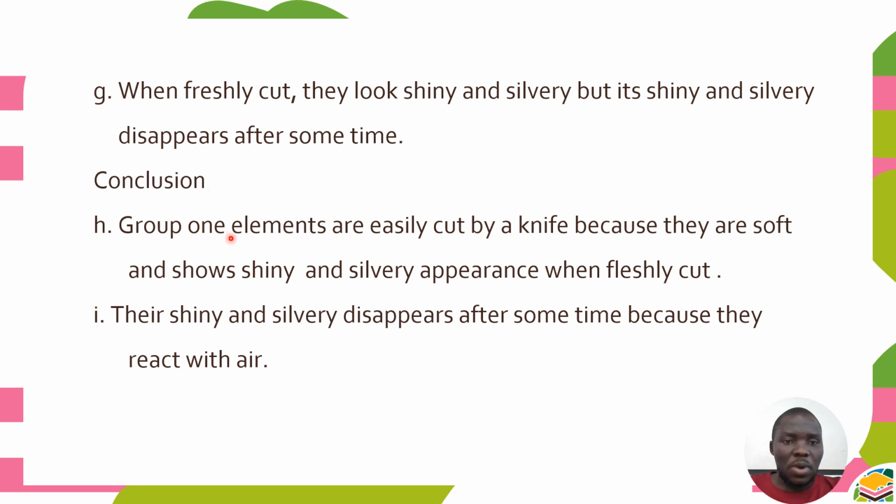Conclusion: group 1 elements are easily cut by a knife because they are soft, and they show a shiny and silvery appearance when freshly cut. Their shiny and silvery appearance disappears after some time because they are very reactive and they can react with air. So this is an experiment that can be carried out, and this is how you can describe it to check if the metal is a group 1 element.